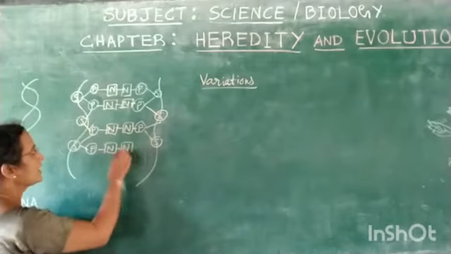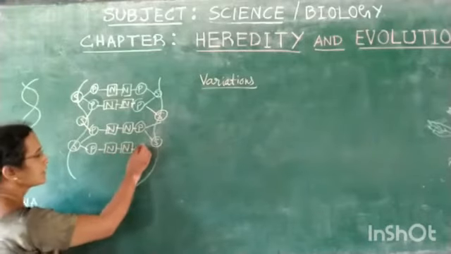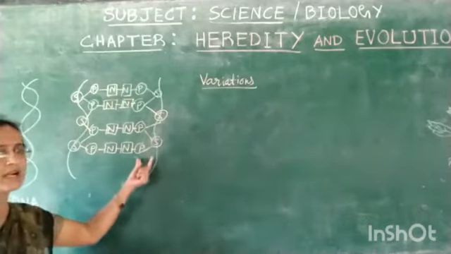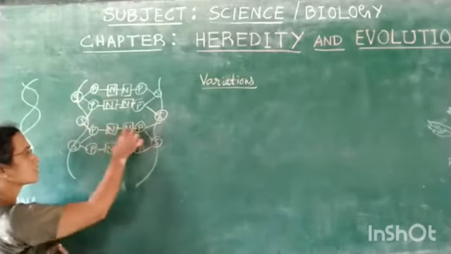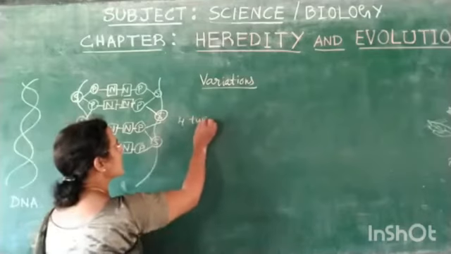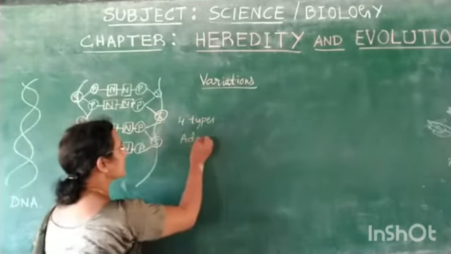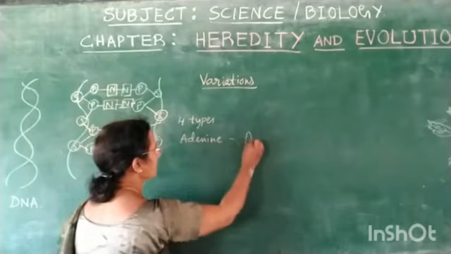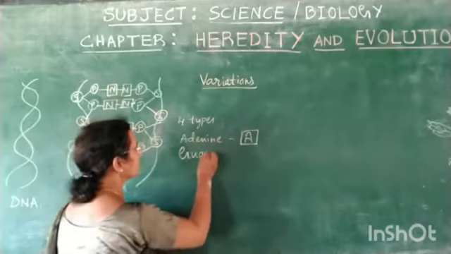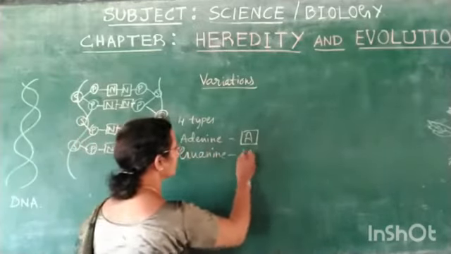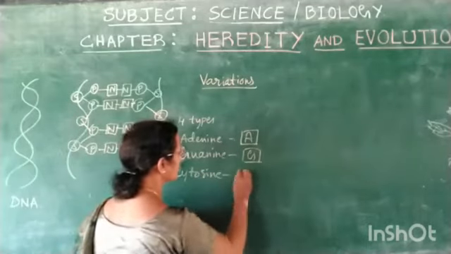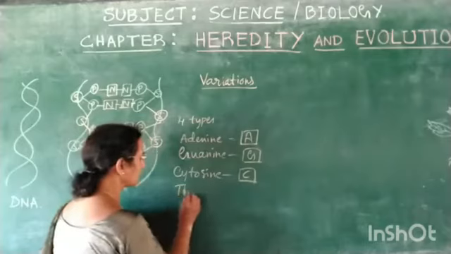Here I am writing the nitrogen bases. The phosphate group and the sugar group are of a single type, but the nitrogenous bases are of different types. There are four types of nitrogenous bases: adenine, guanine, cytosine, and thymine.